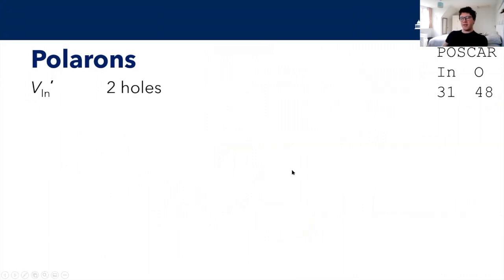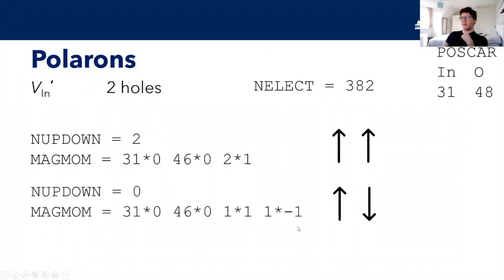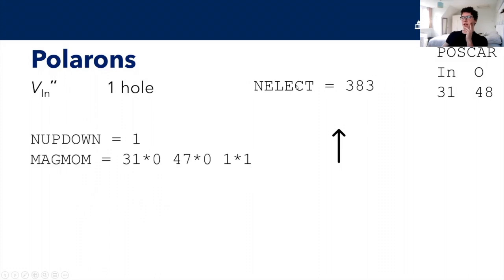We can apply a similar process for each charge state. In the case where you have 2 holes, you can either have them both spin up or you can have them spin paired. Again, this gives you 2 different cases for how you would set up your calculation. And then for the final hole, you just have the 1 option. So you would again increase your NELECT and then just have NUPDOWN is 1, and assign 1 magnetic moment.